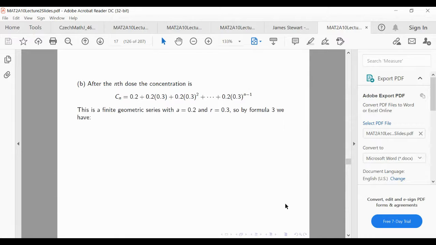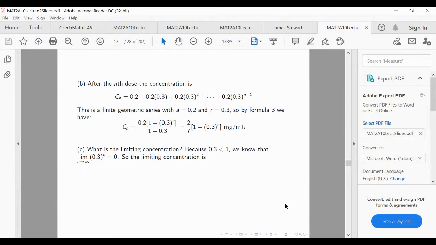And this we recognize as a convergent geometric series. It's convergent because the common ratio r is less than 1, right? Its absolute value is less than 1. And so we can plug it into an equation, and for C3, to get an expression for the concentration after the nth dose. That's 2 divided by 7 times 1 minus 0.3 to the n. Right?